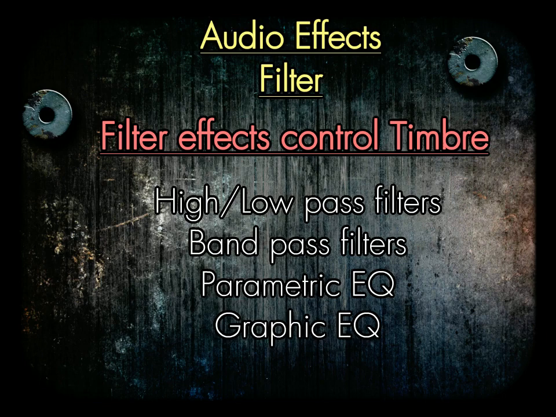Using a filter effect, we can process the sound and make it brighter, we can make it bassier, we can even cut or boost specific frequencies. Effects in this category are our high and low pass filters, our band pass filters, and our parametric and graphic equalizers. Here is an example of a high pass filter applied on the same drum track. Notice the difference of the overall sound between the two tracks. First, let's listen to the processed track with a high-pass filter.